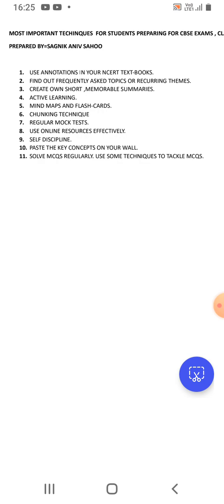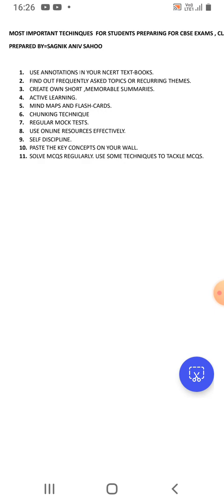Then solve MCQs regularly, because MCQs form an important part of examinations nowadays. 20 MCQs are asked in the mathematics exam, 20 MCQs in the science exam, and 20 MCQs are even asked in social science exams in the 80 marks final examination. So MCQs need to be solved regularly.